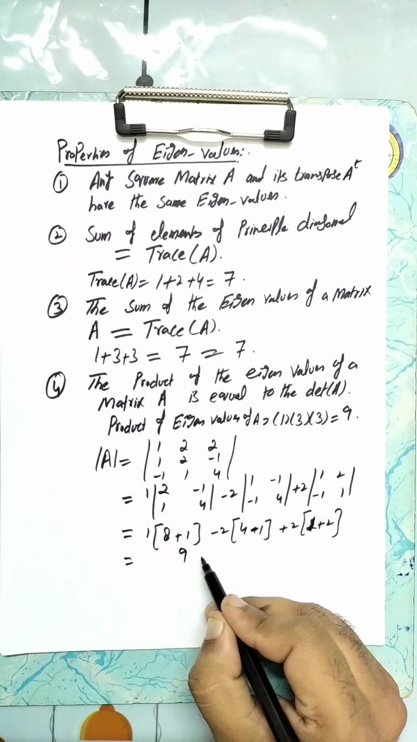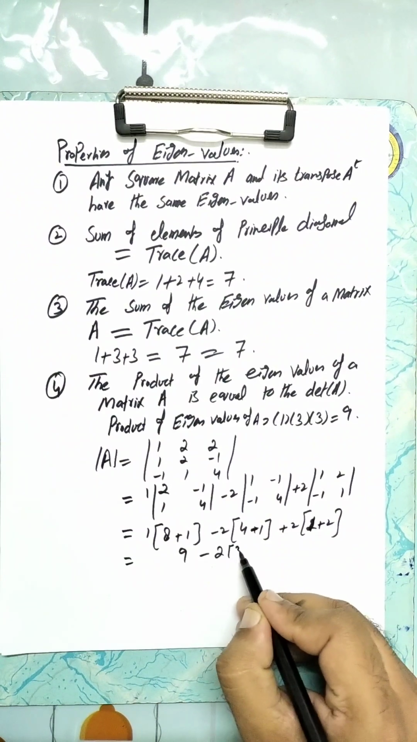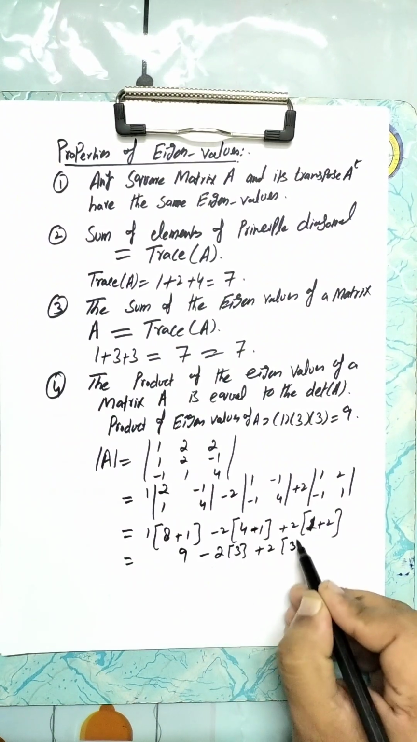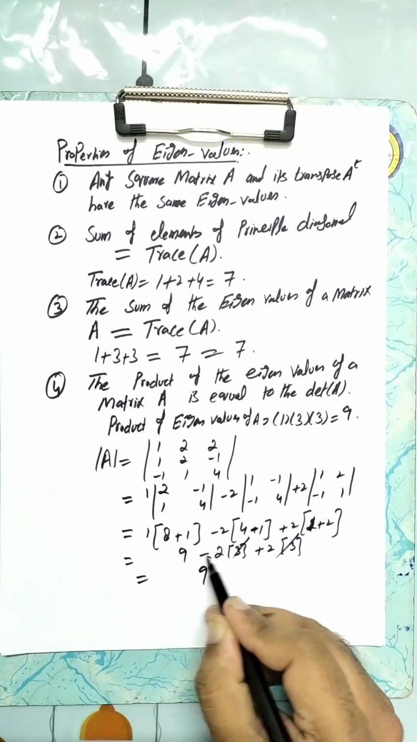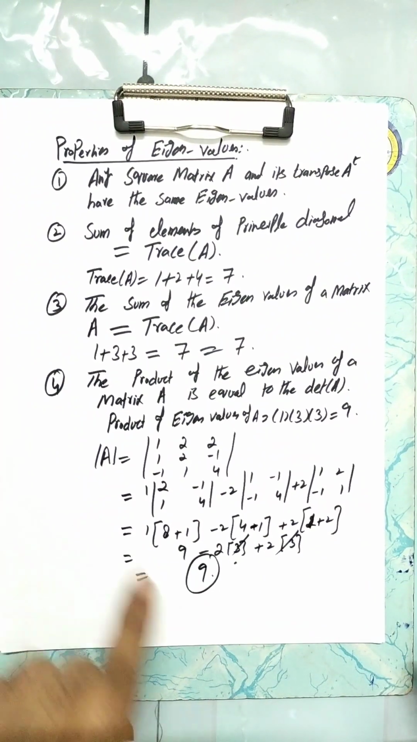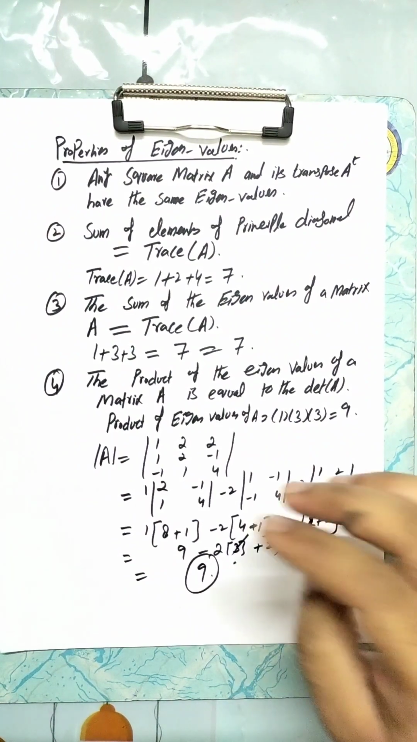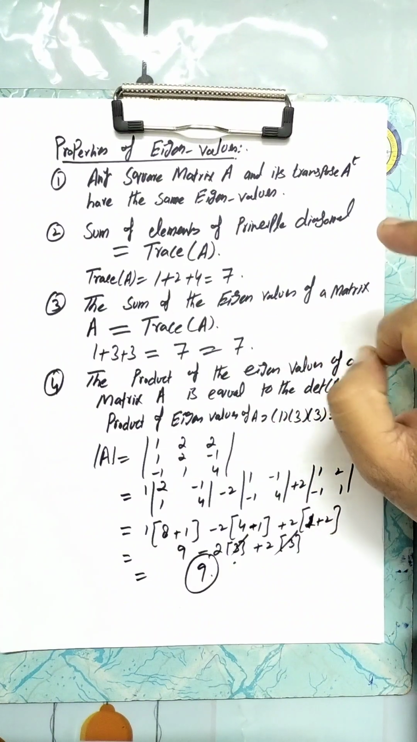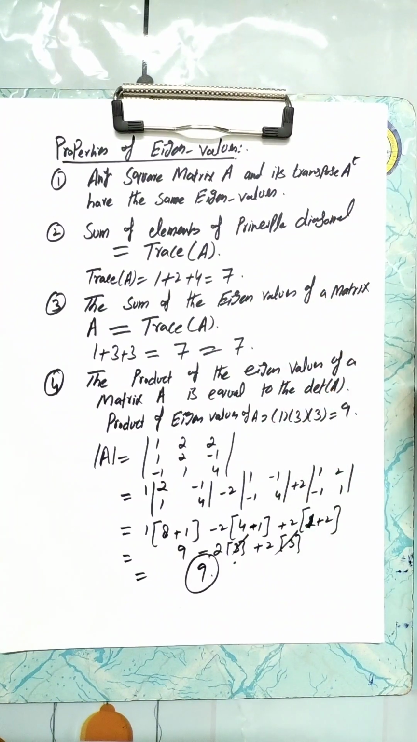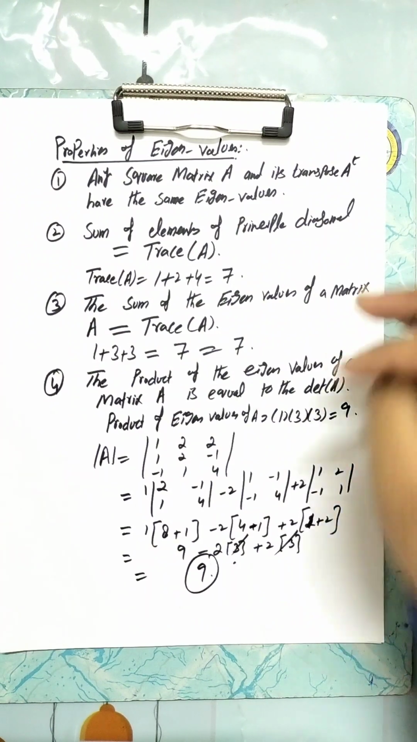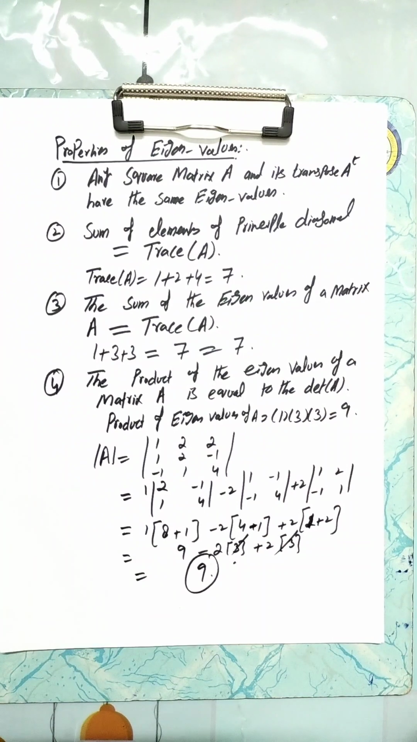So this is equal to 9 minus 2 times 3 plus 2 times 3. So these two are cancelled out. The answer is 9. So determinant of A is 9, and product of the eigenvalues is 9. So it means our eigenvalues are correct. So these two properties are very important properties, and these two properties ensure our eigenvalues are correct. So this is the complete description of eigenvalue.